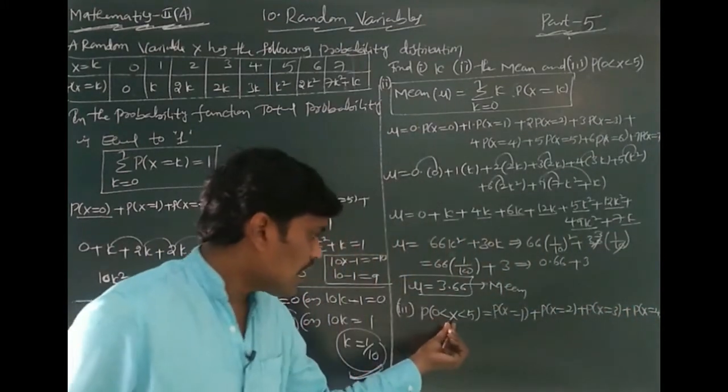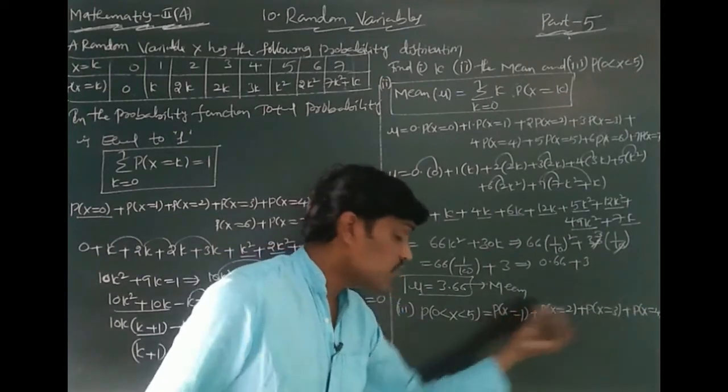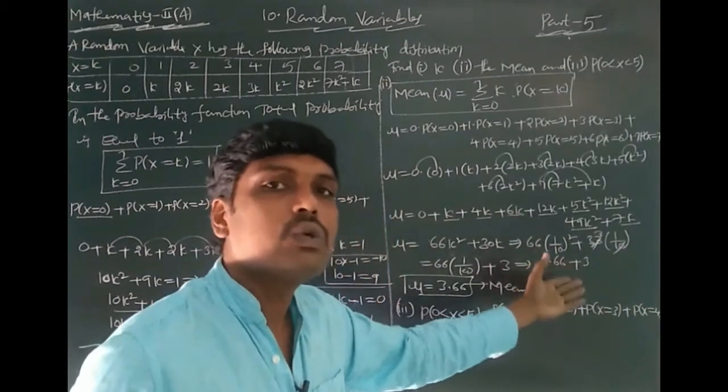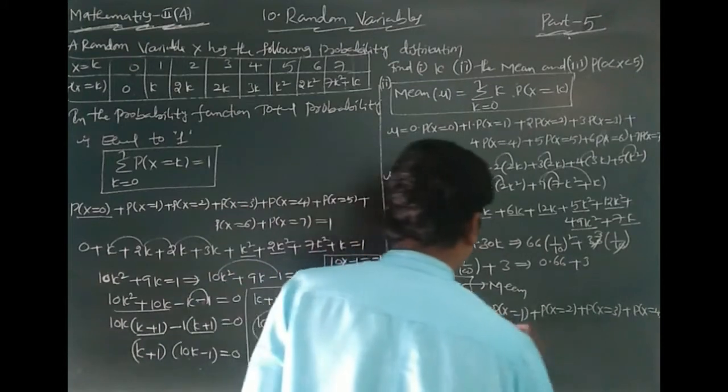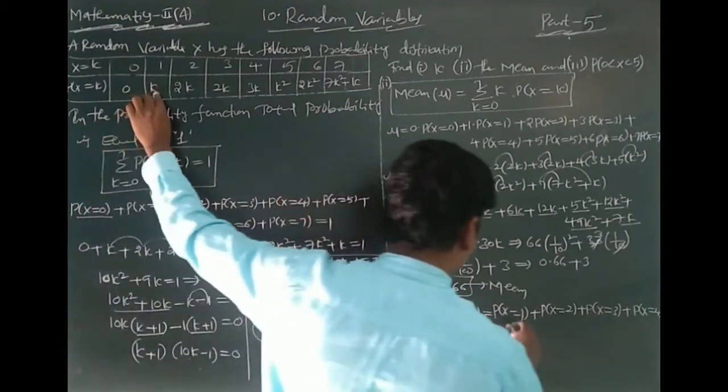Here greater than 0 is 1, 2, 3, 4, and less than 5 is 4, 3, 2, 1. What is the value of p of x equal to 1? P of x equal to 1 value is k.